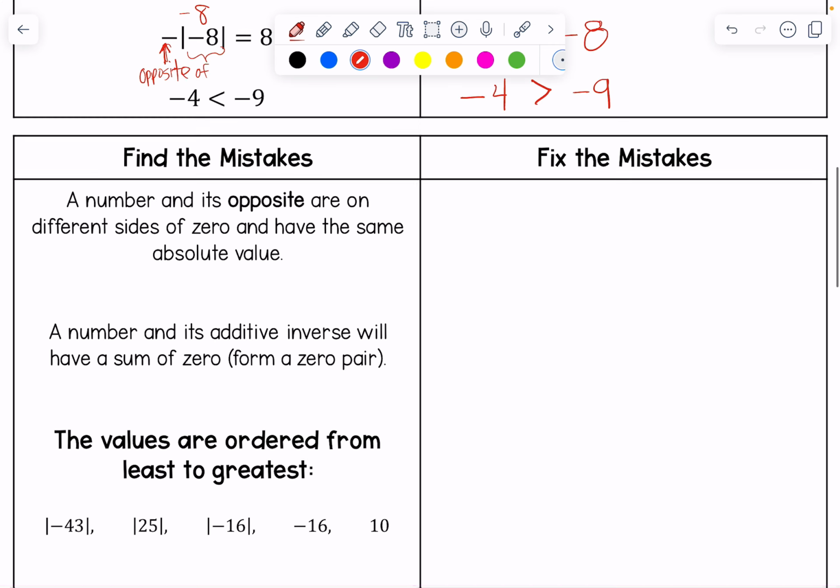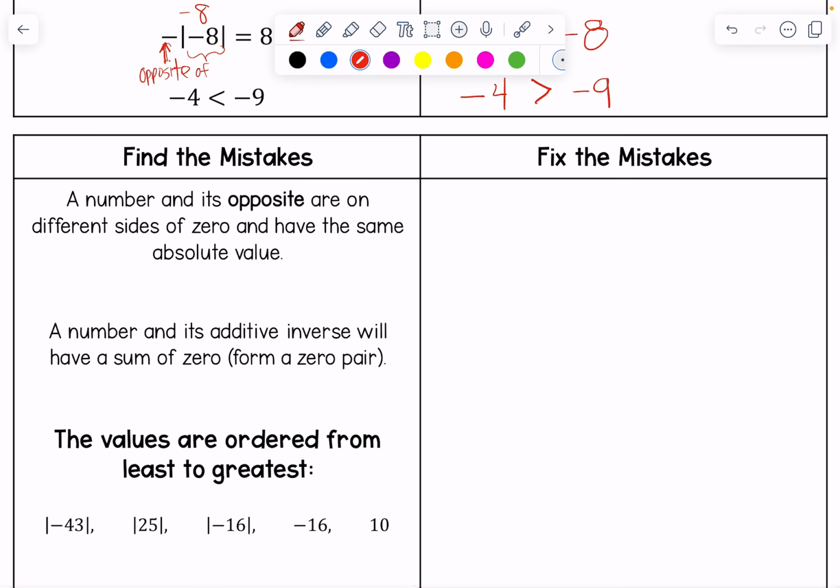On this next set, find the mistakes. Actually, there's only one mistake in this box. A number and its opposite are on different sides of zero and have the same absolute value. If we think about whether that's true or not, that is true. For example, -3 and +3 are opposites. They have the same absolute value.